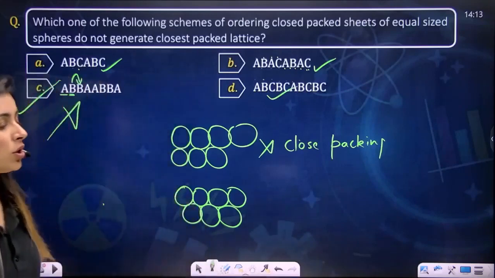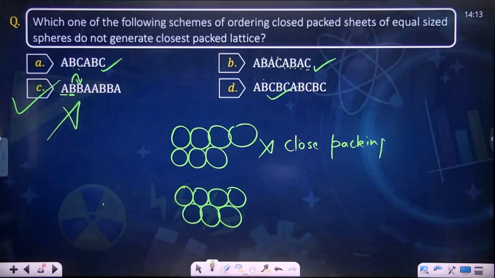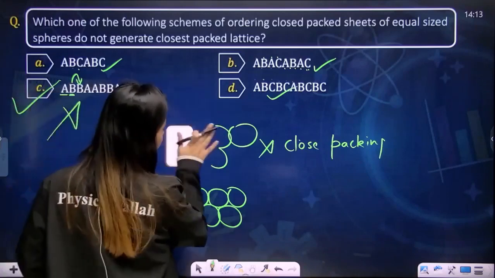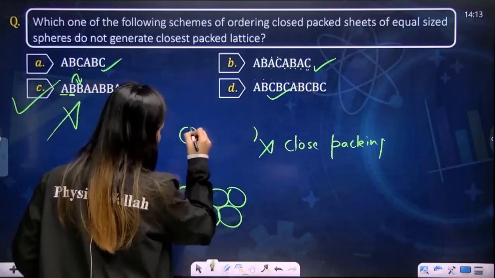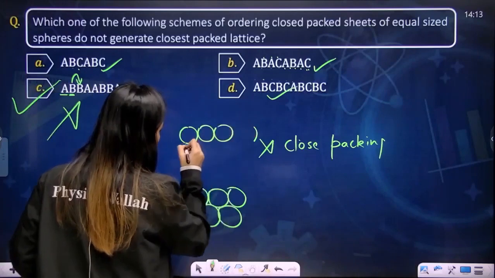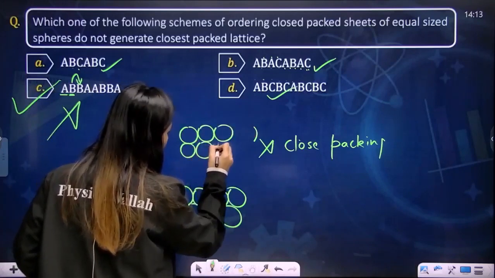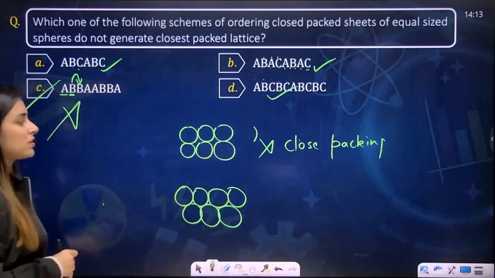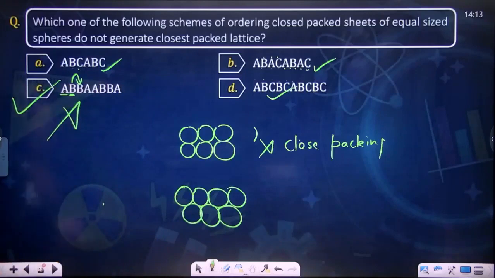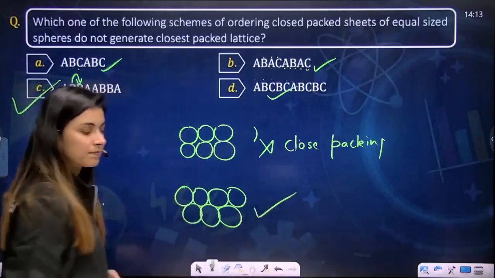Perfect. I hope you're clear with this. You can write it down. It is something very important. I'll just draw it more beautifully. You have one layer and you have the same layer repeating it. Okay. So this will never give you close packing. This will give you close packing.